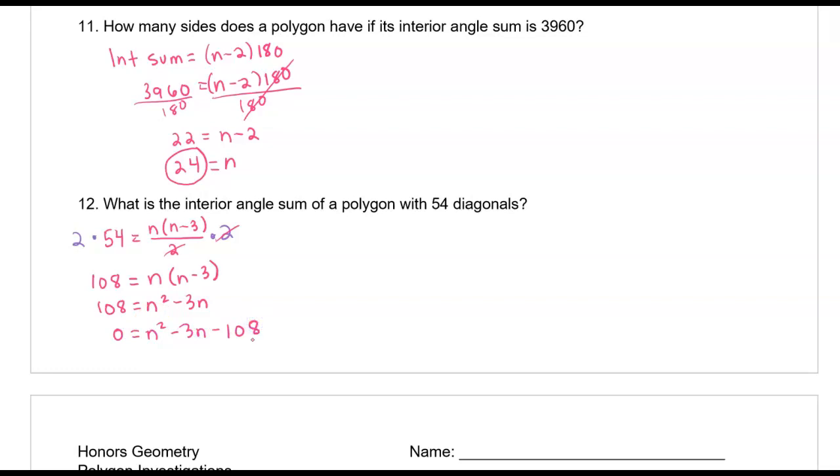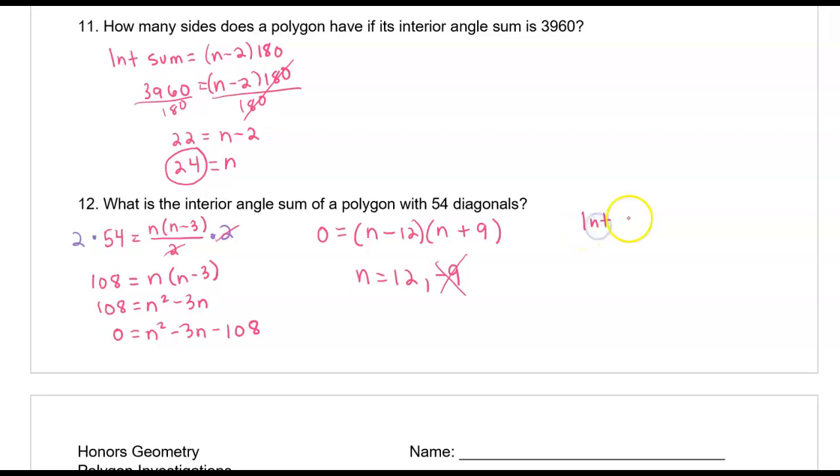Now we'll need to factor the quadratic. 12 times 9 is 108. Make 12 negative, make 9 positive, because you want them to add up to negative 3. That means n is 12 or negative 9. You know n cannot be a negative number because it represents the number of sides of a polygon. So n must be 12.